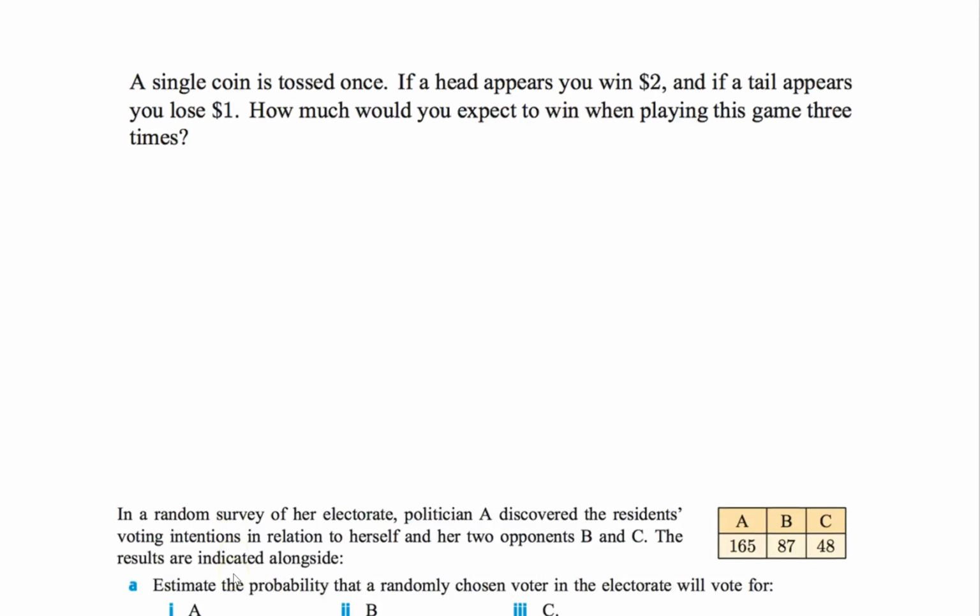Let's move on. A single coin is tossed once. If heads appears, you win $2. If tails appears, you lose $1. Right? So remember, this is what's going on.